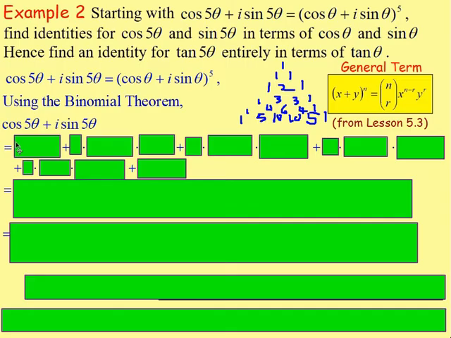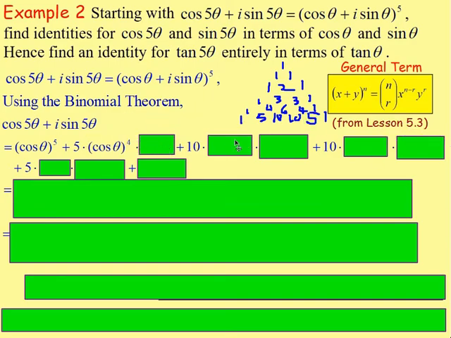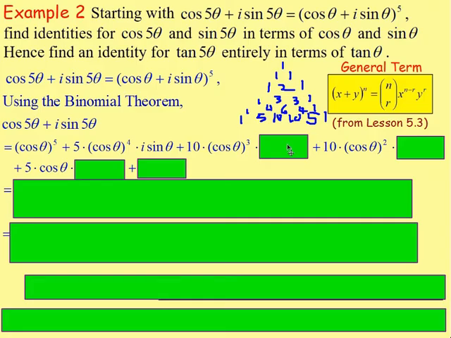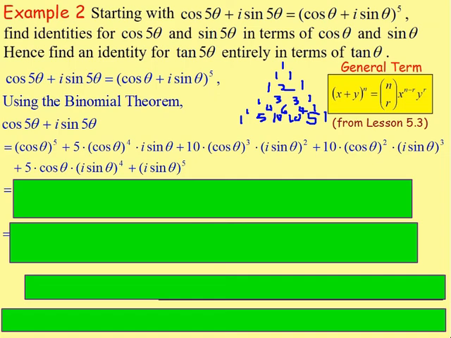So the coefficients: you're going to have 1, which I'm not going to bother writing, then a 5, then a 10, then another 10, then a 5, and again you'll finish with a 1, which I'm not going to bother writing. We've got this cos theta to the power of 5, then to the power of 4, then to the power of 3, then to the power of 2, then to the power of 1, and then to the power of 0, so you don't need to write that. With i sine theta, we'd have that to the power of 0, which is why I haven't written it, then to the power of 1, then 2, then 3, then 4, and then 5.